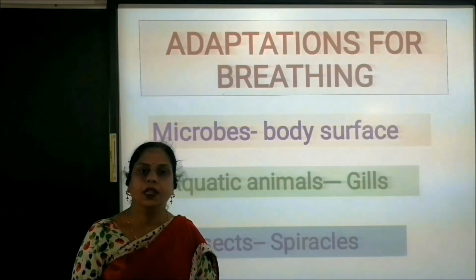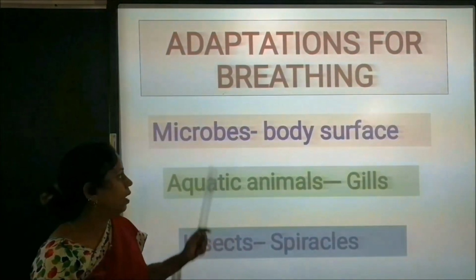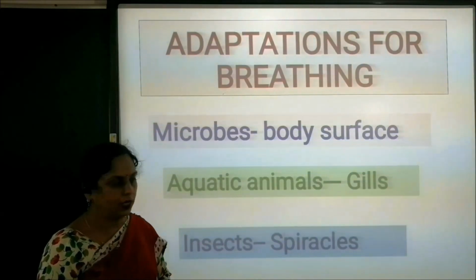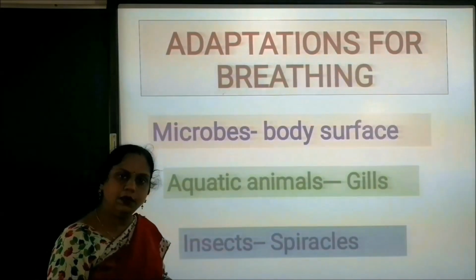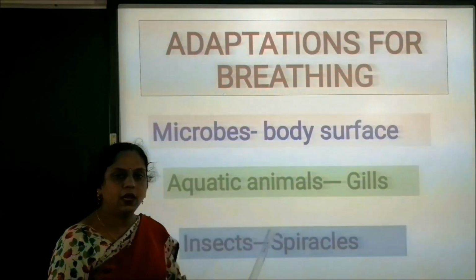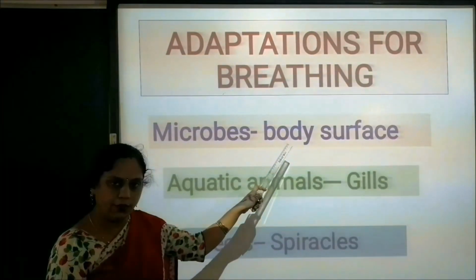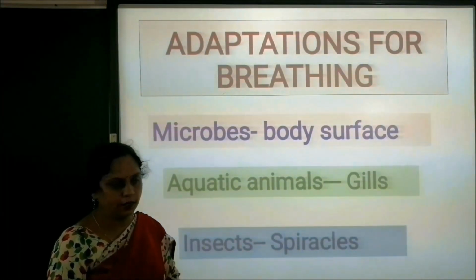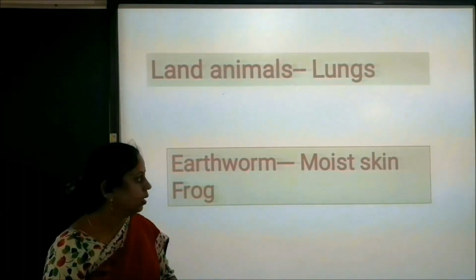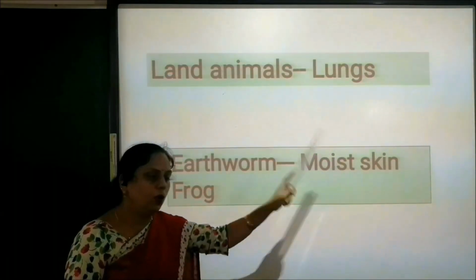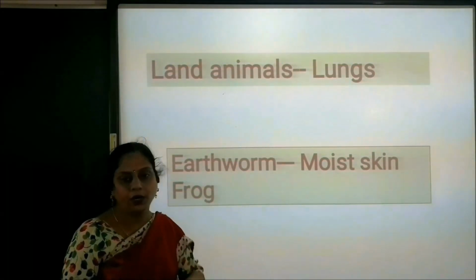Animals have different breathing organs depending on the habitat they live in. For example, microbes breathe through body surface. Aquatic animals breathe through gills. Aquatic animals means water animals. Insects breathe through spiracles. Here, the breathing organs are body surface, gills, spiracles. Land animals breathe through lungs. Earthworm and frog breathe through moist skin. Here, breathing organs are lungs and moist skin.